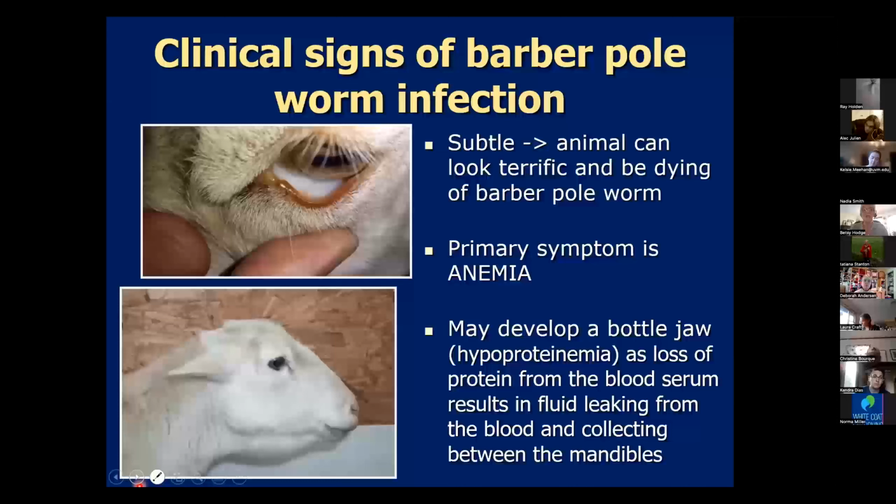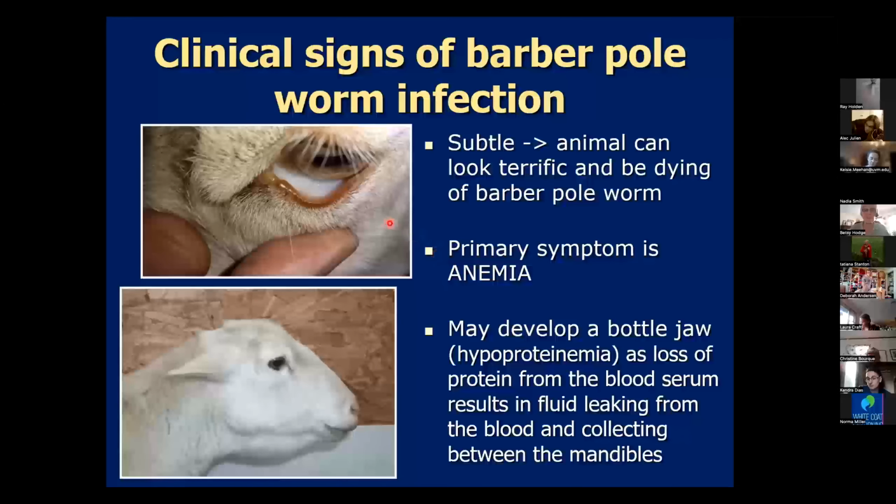Okay, so the clinical signs of barber pole worm infection are a little different than you might expect. They're pretty subtle. An animal can look terrific and be dying of the barber pole worm. And I sometimes have people call my office and say they found an animal dead and they were shocked. And if it's at the right time of year, it's a good chance it was a barber pole worm. The primary symptom is anemia.